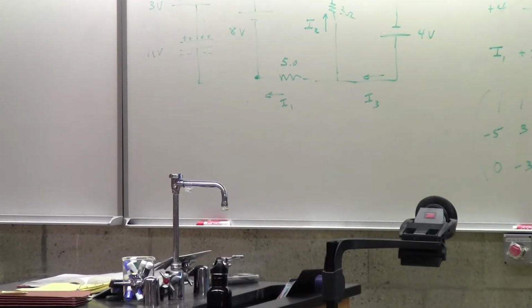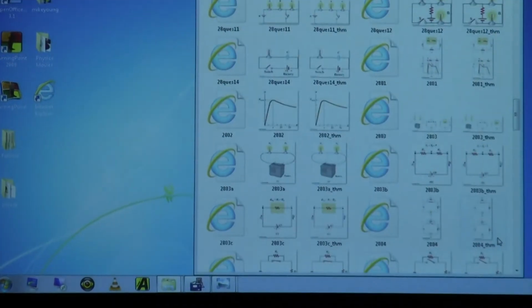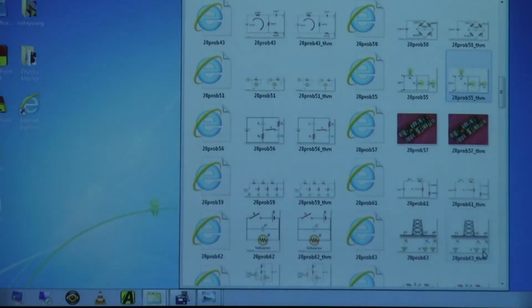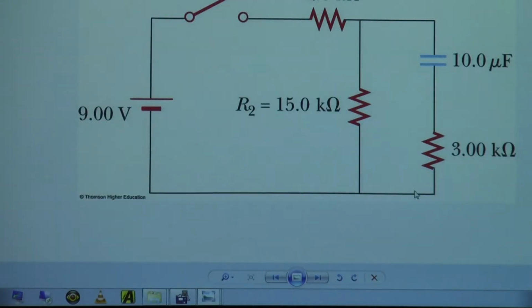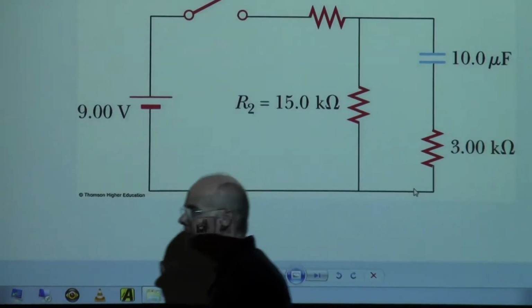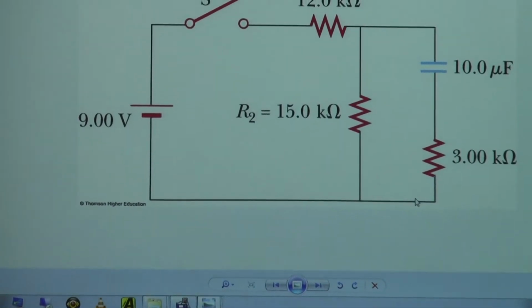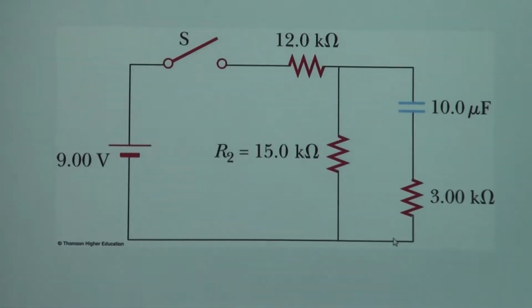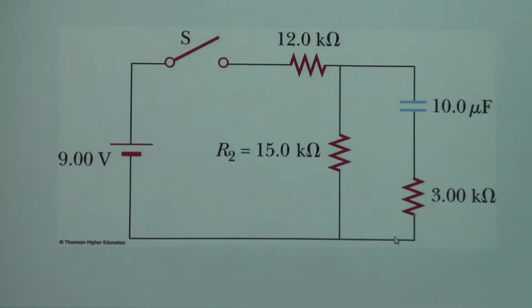Look at 61. 61's got a neat little feature. It's not a real long problem, but it does have what I would call the higher, more complicated ones, when you have resistors and capacitors. And so you're going to be asked to do a lot of these. This one is not hooked up for a long period of time, although it's a little bit of both. So look closely at that circuit.